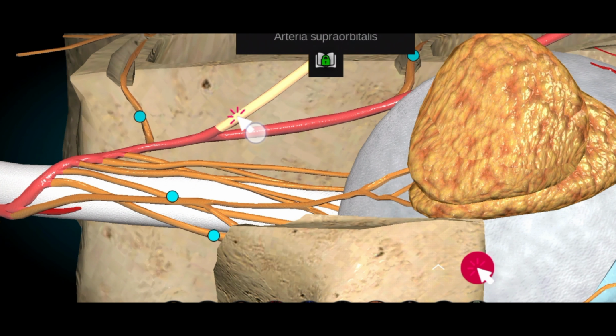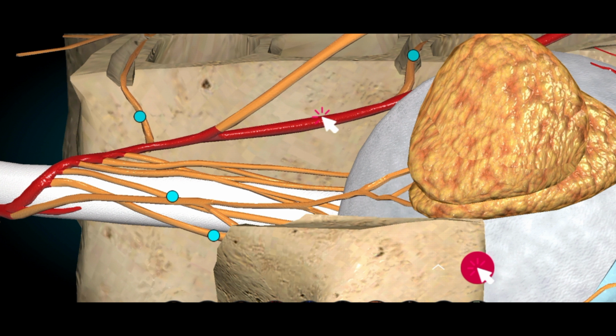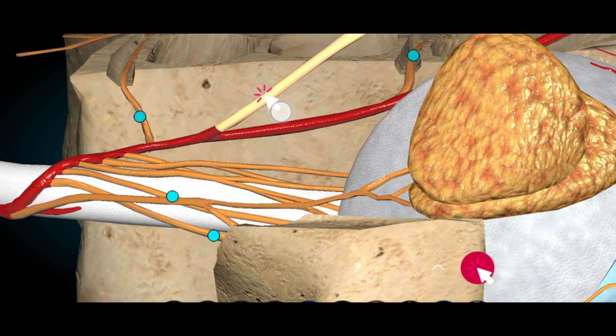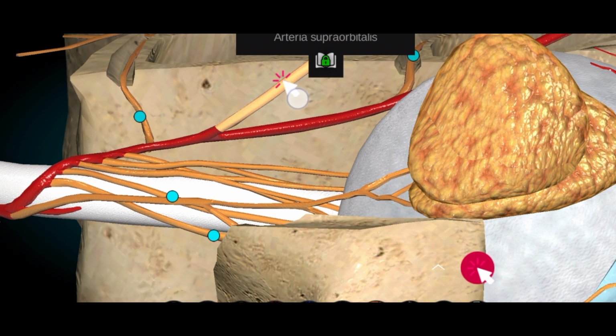Now these ophthalmic arteries give the supply to the orbit, and from here another branch originates from the ophthalmic artery. This is called the supraorbital artery. It supplies blood to the forehead region, eyebrows and upper eyelid.